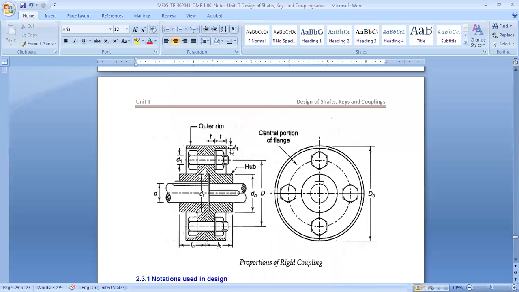Now here, see, I have shown a rigid coupling, but here it is a protected one. Above the nut and bolt, you see a little bit of protection is there. We have made a groove so that if something goes wrong, the screws and nut and bolts will not go flying. So this is called a protected flange coupling, right? And we will do the design of a protected rigid coupling.